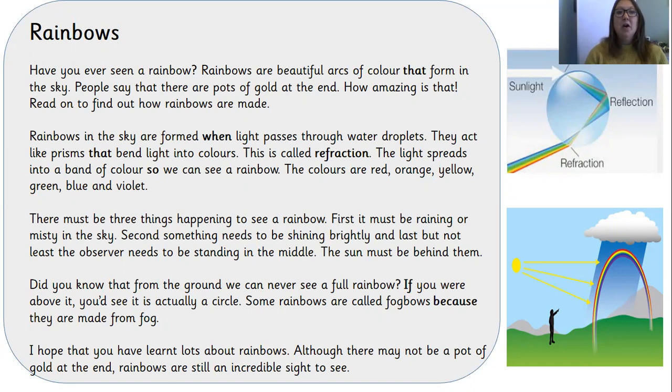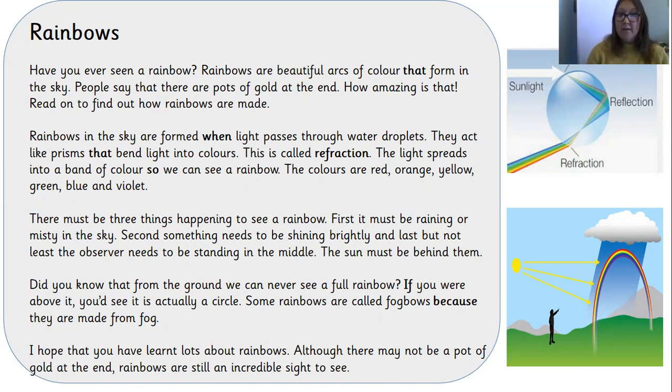Here we go. Rainbows. Have you ever seen a rainbow? Rainbows are beautiful arcs of colour that form in the sky. People say that there are pots of gold at the end. How amazing is that? Read on to find out how rainbows are made.